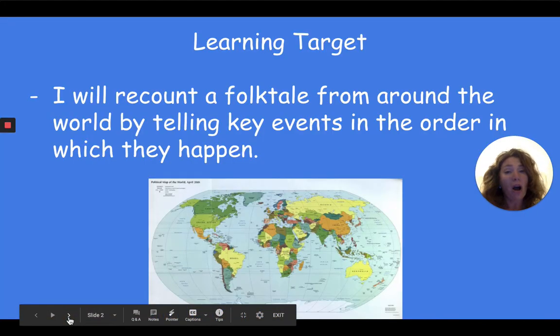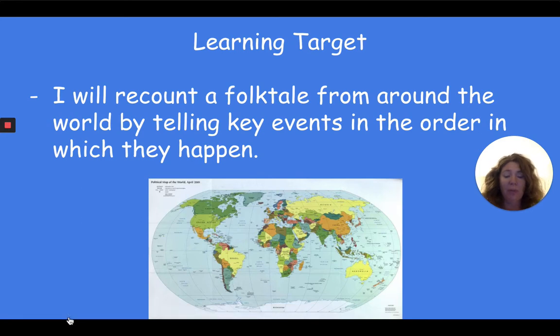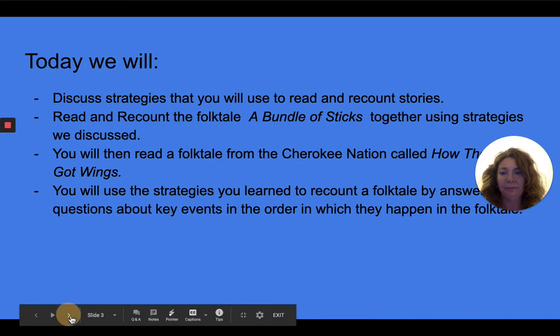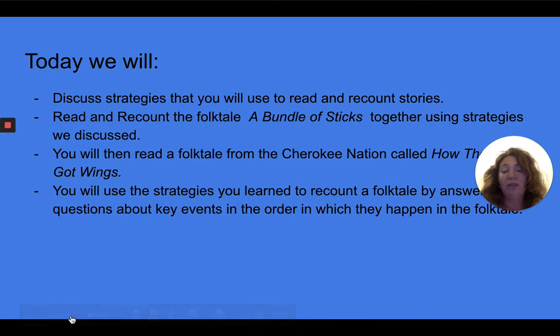All right. Our learning target. I will recount a folk tale from around the world by telling key events in the order in which they happen. That sequence, which we went over, the vocabulary word for. Okay. Today, we will discuss strategies that you will use to read and recount stories. All right. So when you're recounting a story, you're retelling it to someone.